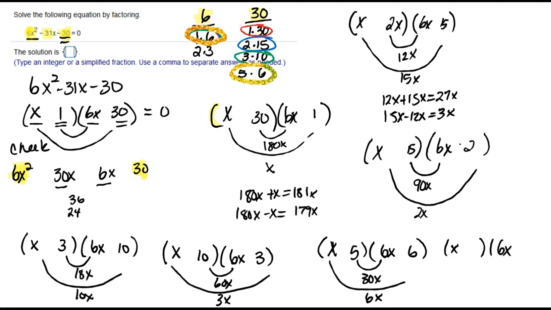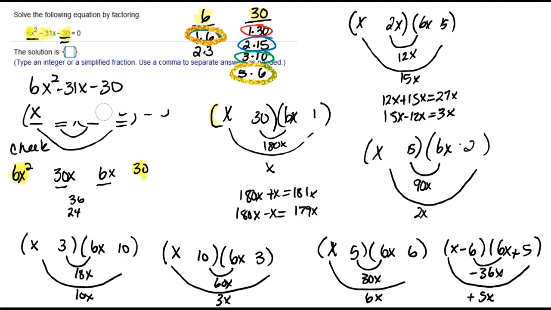X and 6x. We've got the 6 and the 5. That gives me 36x and 5x. So 36 minus 5 would give me the 31. So I need it to be a negative 31. So I'm going to make this one negative to make a negative 36x, and this one positive to make a positive 5x. So that's going to be my correct factorization.